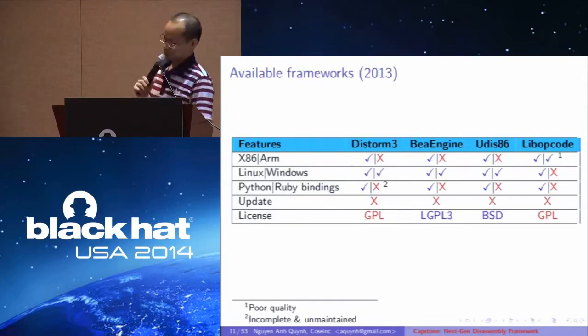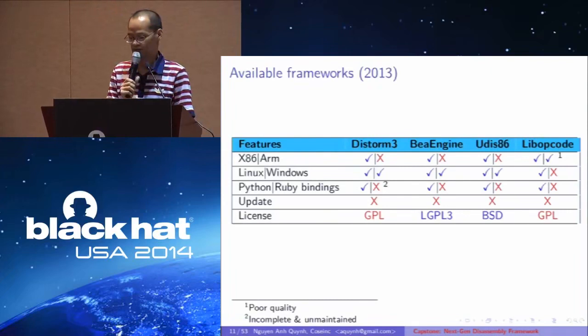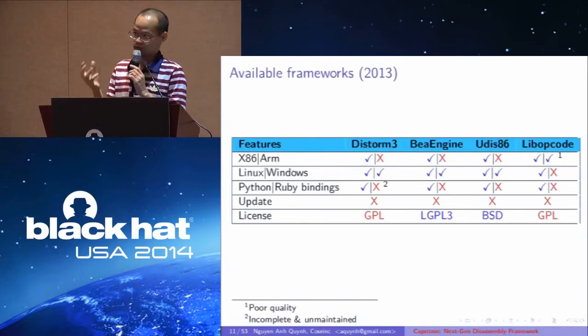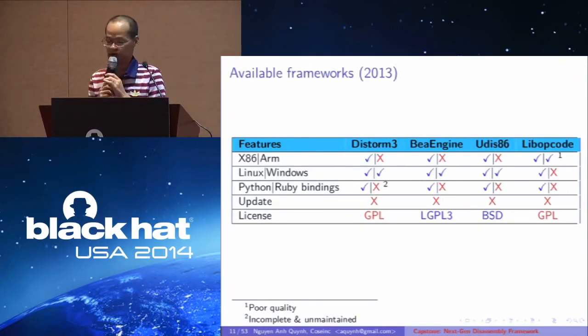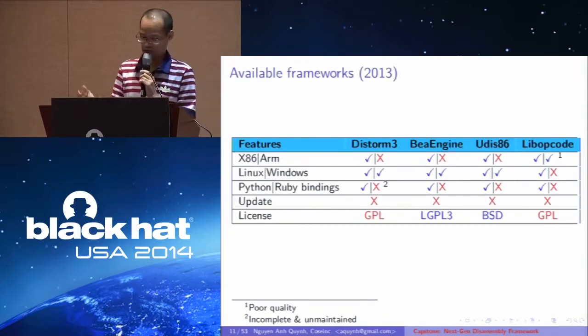And on the last requirement, the license, only BeaEngine is good enough for me, because it is LGPL, which allows me to build commercial products on top of that without needing to open source my products. And UDIS86 is not good because it is BSD license, which allows me to do everything I want. And the other two frameworks use GPL, so it's bad for me because I need to open source my project.